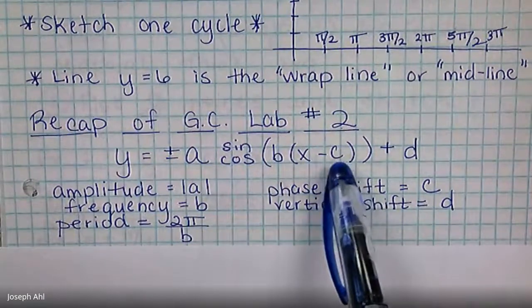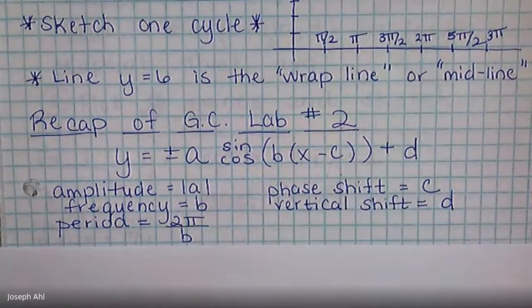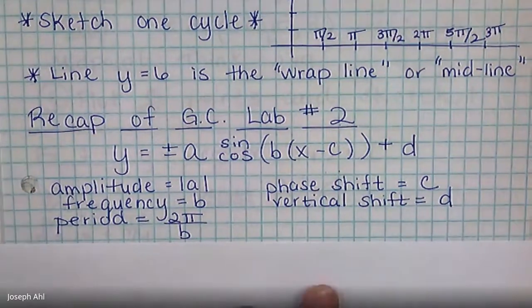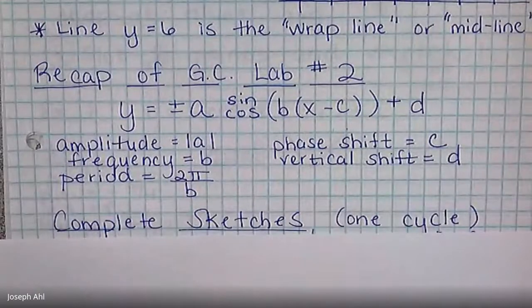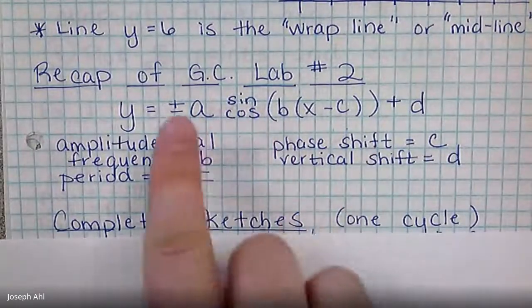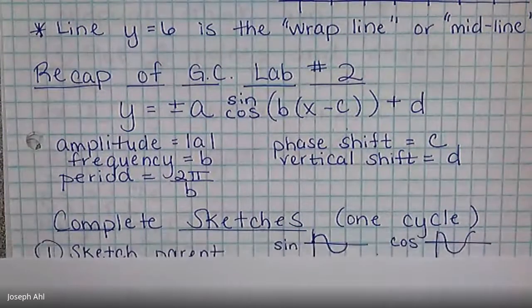And then the fancy word we give for a horizontal translation is called a phase shift when we're talking about it in terms of sine and cosine graphs. And then the value of d is the vertical shift. So that would be the up or down piece. So hopefully that all makes sense based on what we now know about all of the transformations put together. Today we're going to talk about making a complete sketch with all of these numbers filled in here. We're going to pick a value for, in some cases, a, b, c, and d, and make a sketch of one cycle.